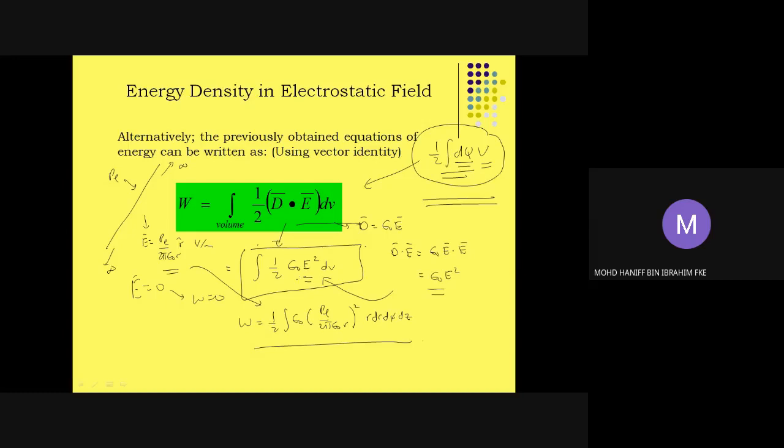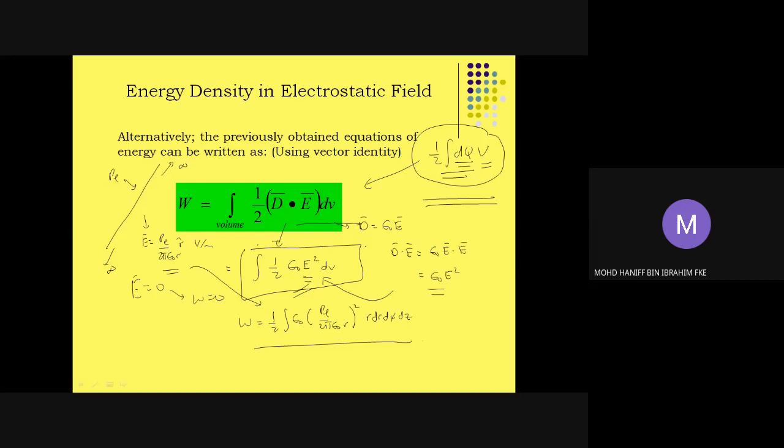So for my case, I personally prefer to use the second equation because we are very familiar with the E field. We learned the E field from chapter 2 and chapter 3. So my preference is to use equation number 2, to find the energy based on the electric field distributions.